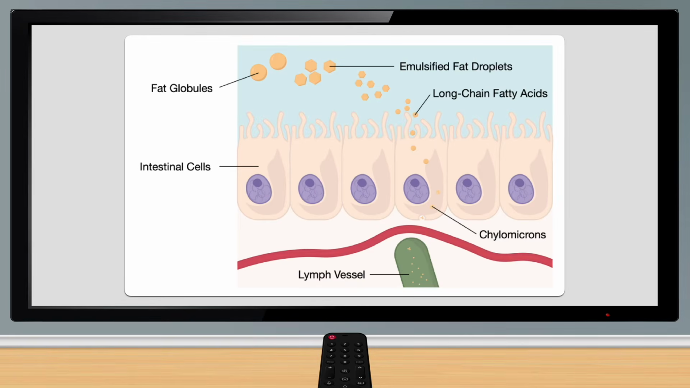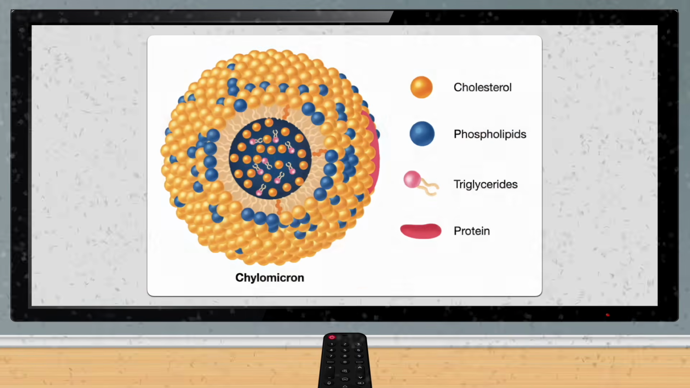The fat enters the small intestine as fat globules separated from the watery digestive juices. Then bile turns them into emulsified fat droplets, allowing them to mix and be acted on by pancreatic enzymes. Bile shuttles long-chain fatty acids into the intestinal cell, where they're turned back into triglycerides and packaged as chylomicrons. The intestinal cells release chylomicrons into a lymph vessel, where they travel all the way up near the heart before they get dropped off into a major blood vessel.